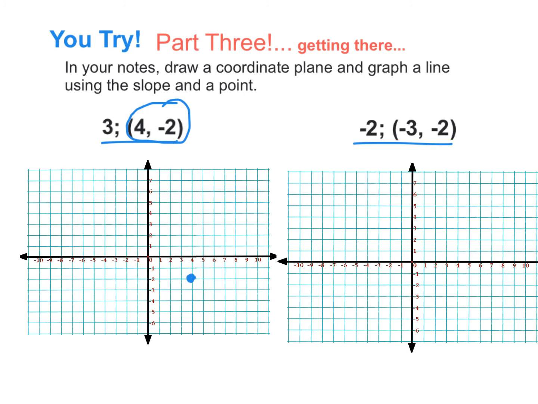Next, I'm going to use my slope. Now my slope is 3, but I can also write 3 as 3 over 1, like any whole number. So from my starting point, I'm going to rise 3, which gets me there, and then I'm going to run 1, I'm sorry, to get my new point.